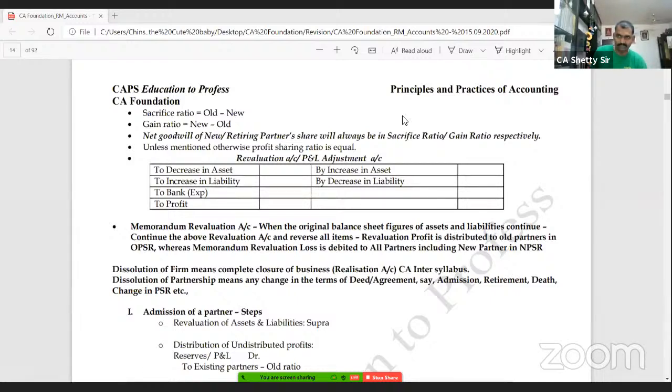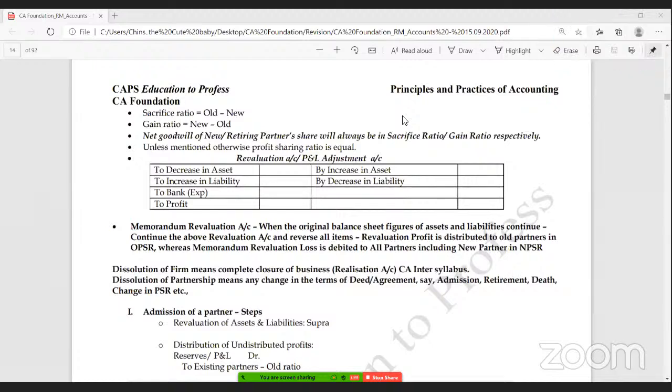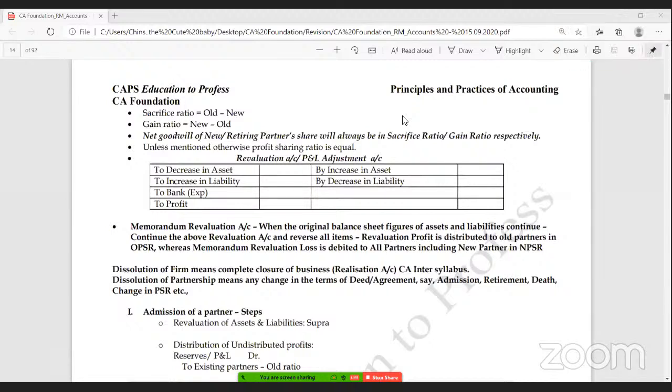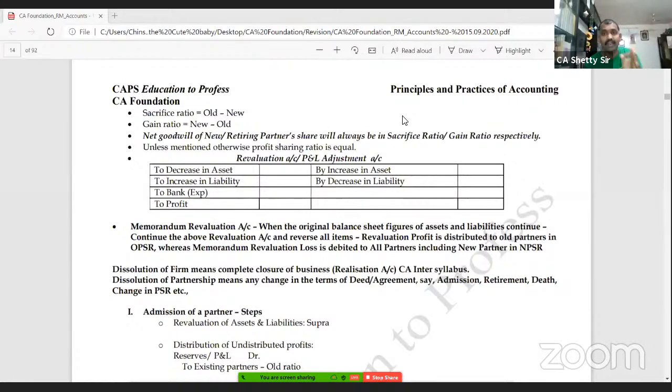Third point. New partner is debited for his share. Anybody? Anybody can answer. For his share in hidden revaluation profit. There is a revaluation profit hidden.